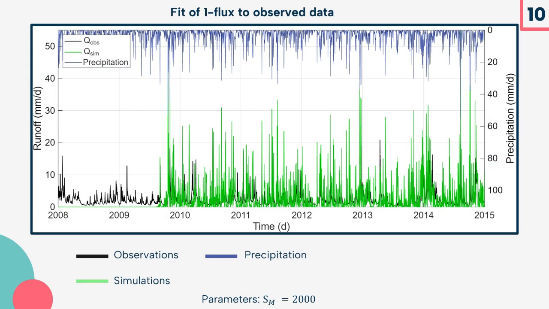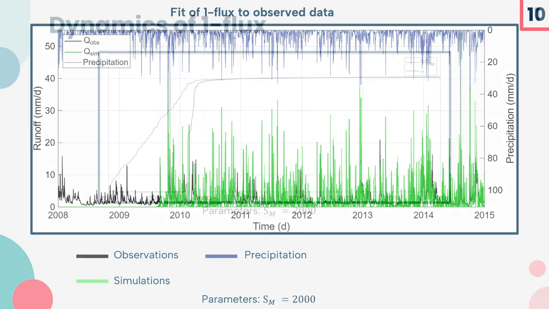And so here's the observed data. In black, we have observed runoff, and in green, we have the simulations. You can see that underneath there's the black, but we can barely see it, and the green is very, very spiky. So we can immediately see that this isn't a very good fit.